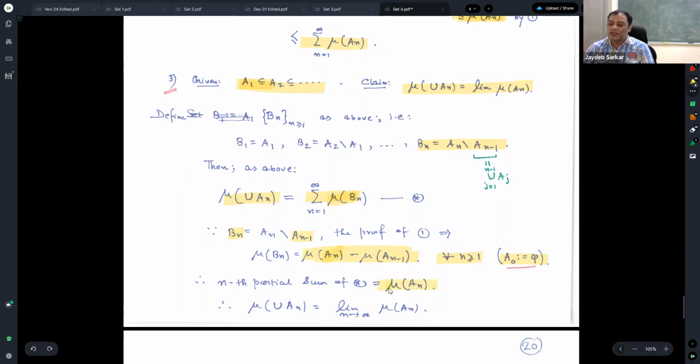So if the nth partial sum is mu of An, and since you are in the zero-to-infinity situation, where infinity is included, the sum is going to converge to the limit of the partial sums. The limit of the partial sums is nothing but the limit as n goes to infinity of mu of An. That proves the result. Okay, any questions?